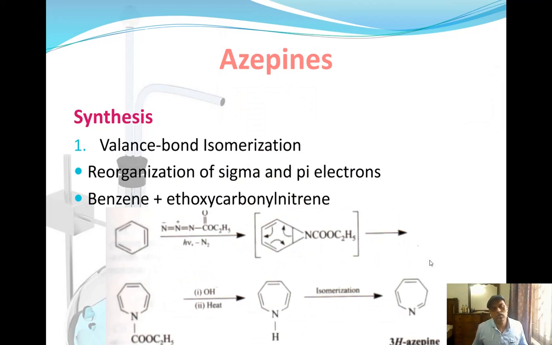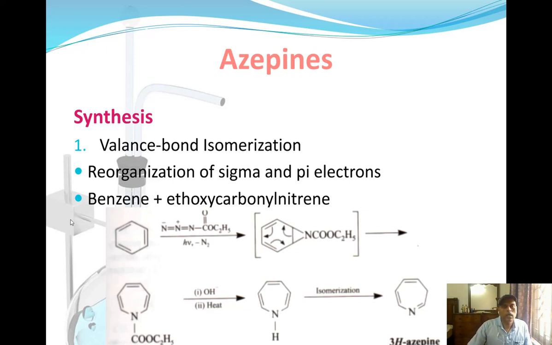The first method of synthesis is valence bond isomerism. Valence bond isomerism is just the reorganization of sigma and pi electrons. There is not much transfer of groups and atoms, but here an internal rearrangement of sigma and pi bonds takes place.